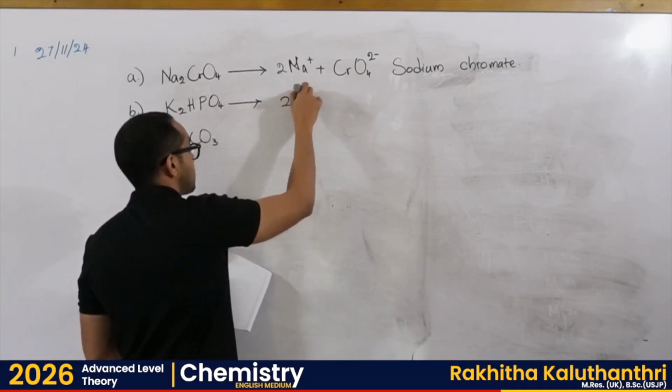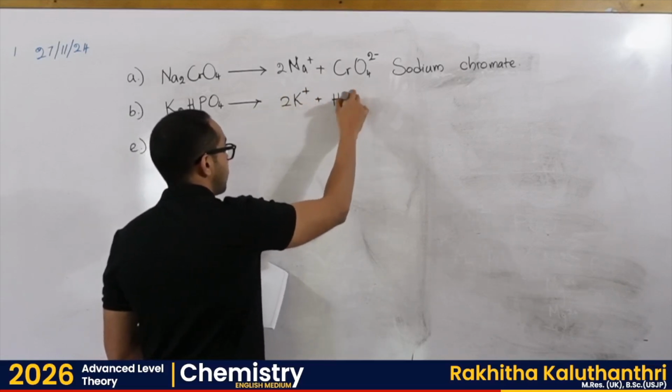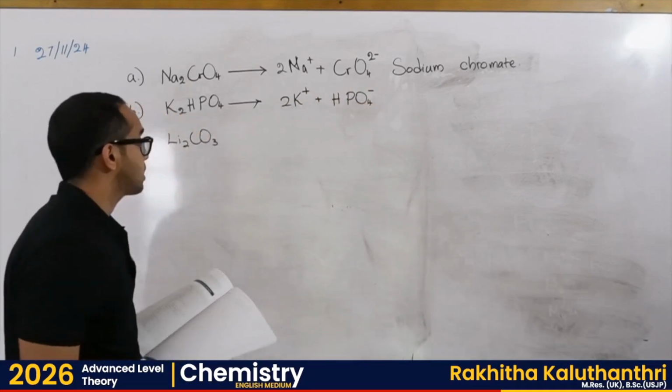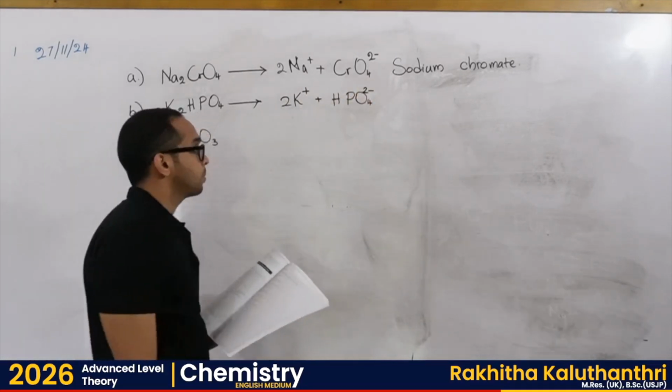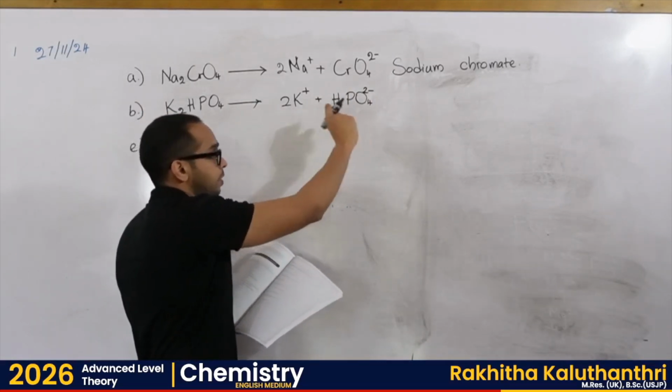You need to see these ions. I asked you to familiarize yourself with this. There was a table given to you right next to these questions, so you can refer to the ions that are present here. So this is a potassium ion and this is hydrogen phosphate ion.